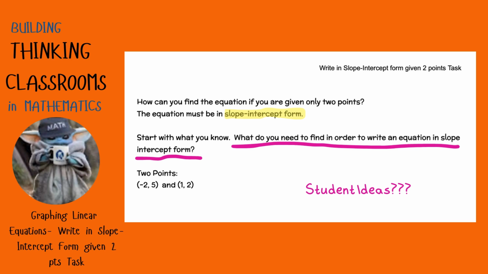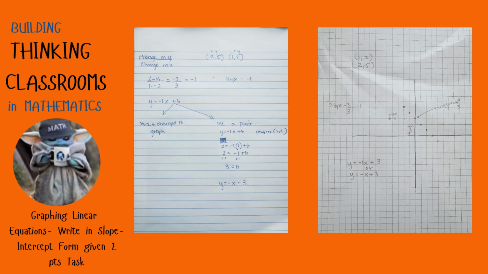The two main ideas that we heard were, well, we can go ahead and graph it and figure out the equation from the graph if we plot those 2 points. And the other idea was that we could go ahead and find the slope by looking at the change in y over the change in x. These two pictures show the thought process and ideas that came from several of the groups when we did this task.